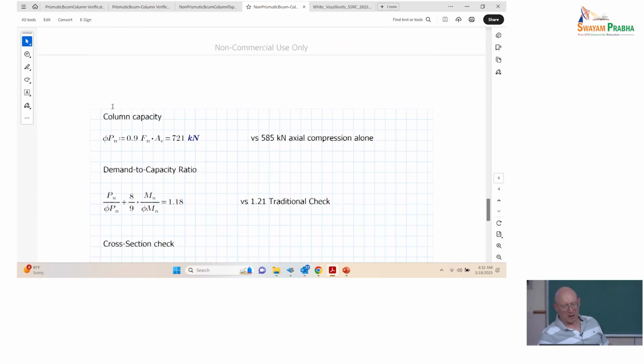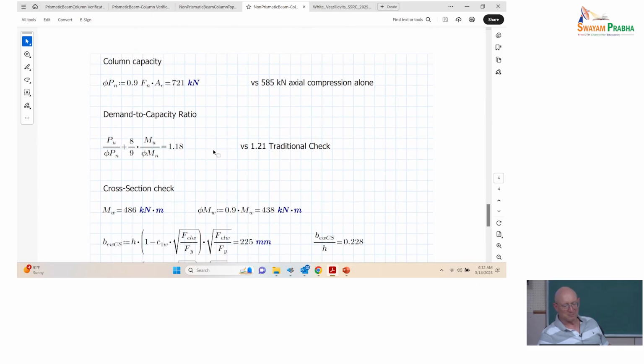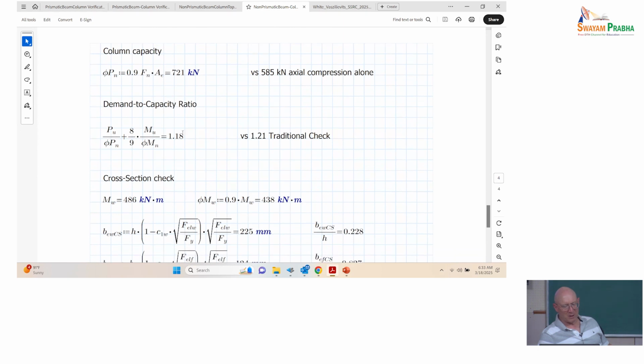All right, so the column capacity term ends up being 721. It was 585 for axial compression alone. We do the demand capacity ratio. We get 1.18, so 0.03 smaller than the traditional check. Again, the traditional check, the axial was critical at the bottom. The moment was critical at the top. Really? Do we really need to combine those?